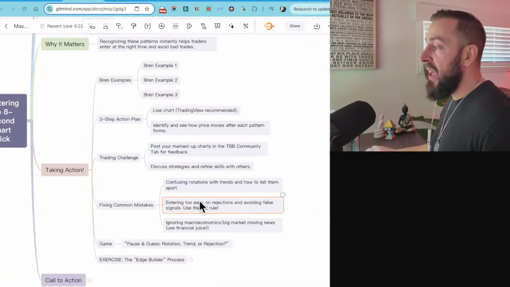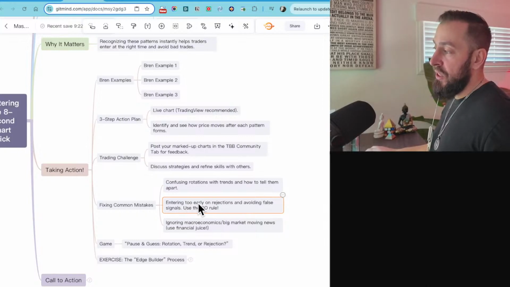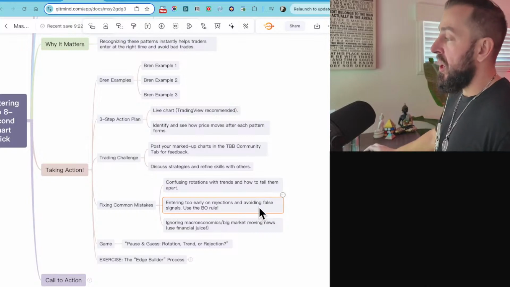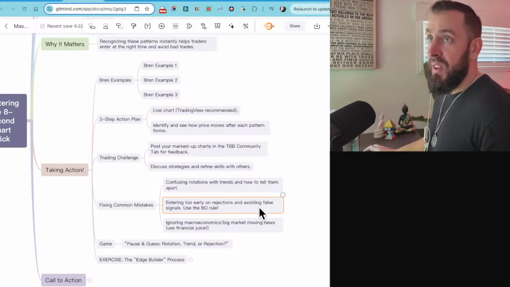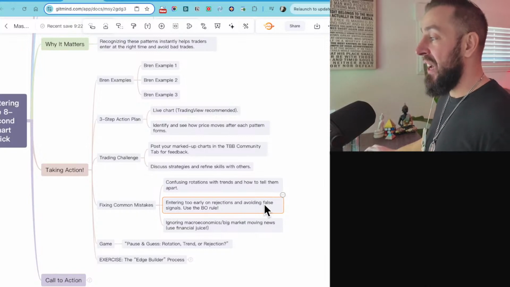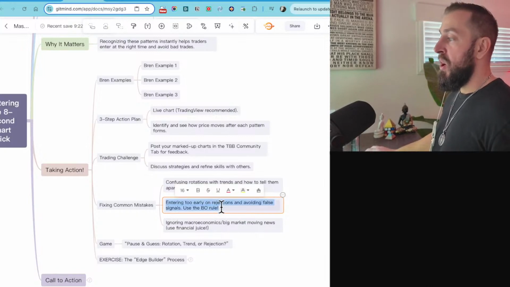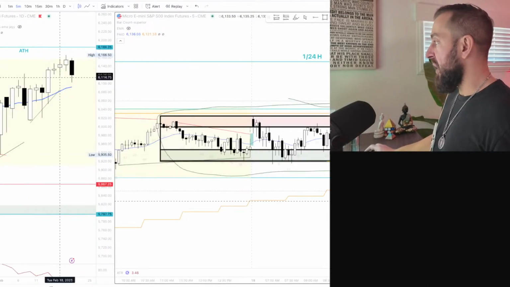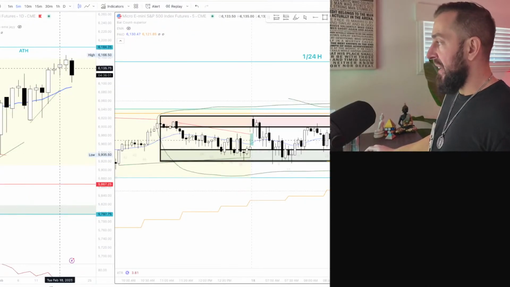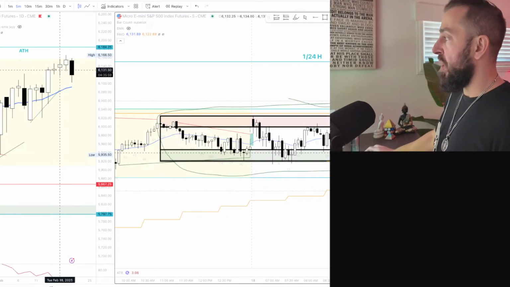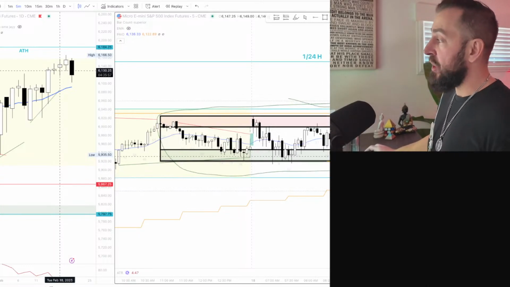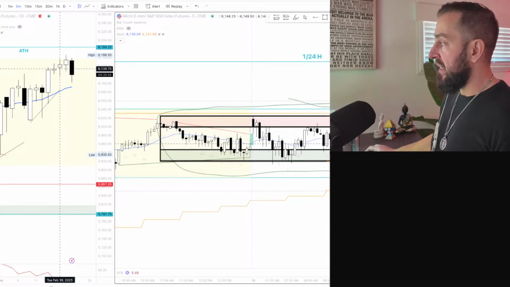Now, another mistake that you could make is entering too early on rejections. And you could also think that a breakout is going to be successful, but that breakout fails. And we call that a false signal. So what you want to do is use the breakout rule. And what that means is if you think the market's long here, and if you think we're going to break out to the upside, which is reasonable because look, this blue line is the average price.